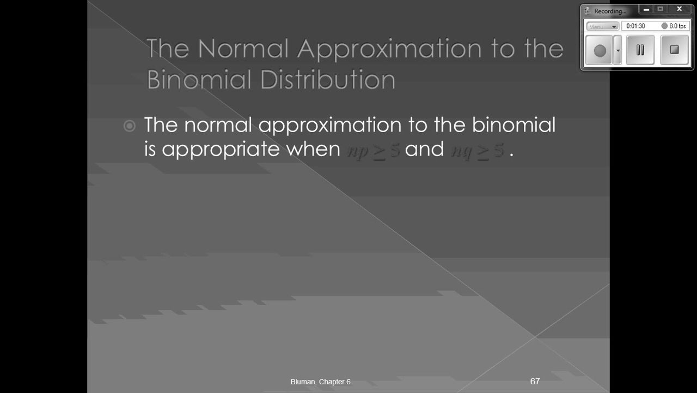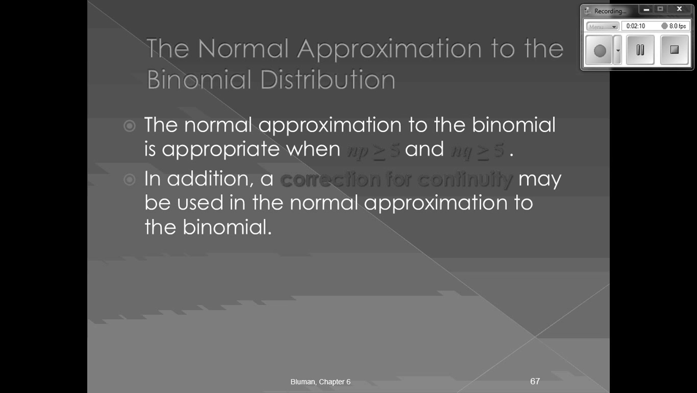Now, there are only certain times when you can use it. You can't use it when n is too small either. So the rule of thumb is this: when you take n times p and n times q, they both have to be greater than or equal to 5. N means how many trials you have, p is the probability of a success, and q is the probability of a failure. These two things have to happen in order for the normal distribution to work. If they don't, if it's too small, the normal distribution doesn't do a good job of approximating.